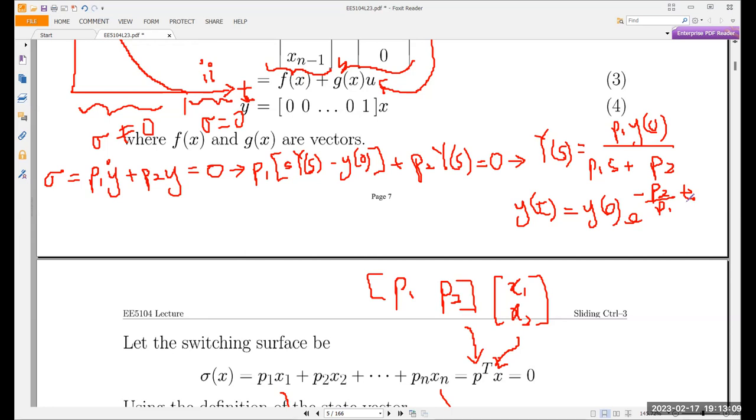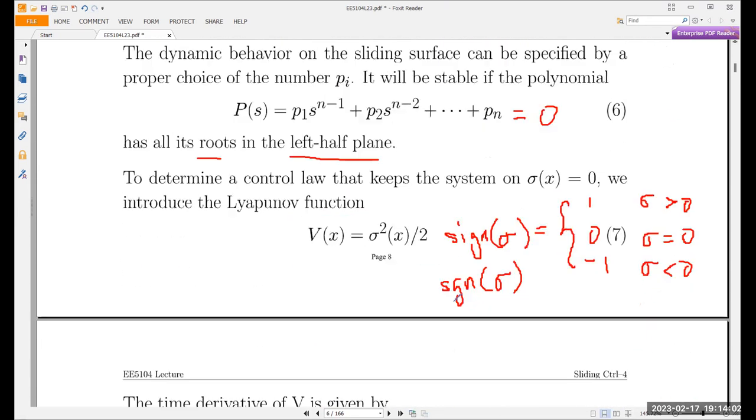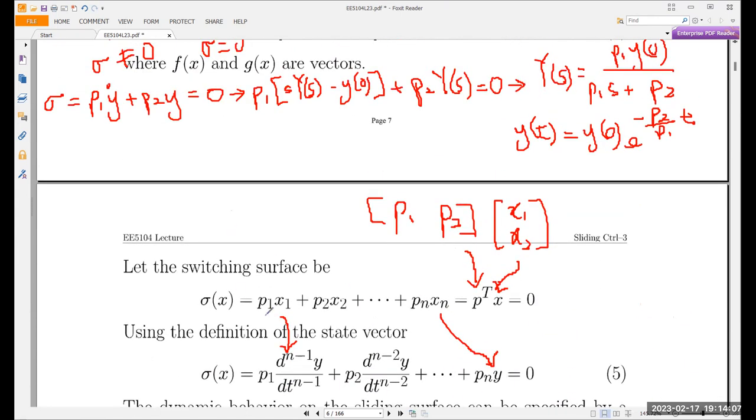Okay, so from here you can see in our simple example, P1 is 1, P2 is 1. So if you wait long enough, y(t) will be equal to 0. Yes. Okay, you can see for yourself, because sigma is equal to zero, you work out the maths, it will say that if you let t equal to infinity, then y will be equal to zero. So which means conclusion two: you will get y equals to 0 from equation 5. Equation 5 is this one, which for the simple case of second order is this one. So I just showed you y will be equal to 0.